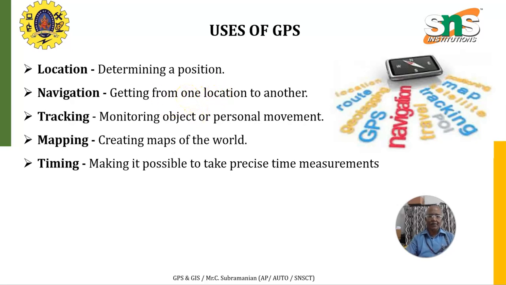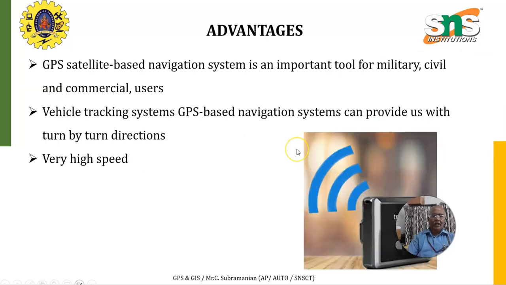Whichever objects move, and also a person's movement, can be tracked, and we get the map and the route to reach the place in time, or to reach specific places. It also gives information on the timings. And now we see what the advantages of GPS satellites are.